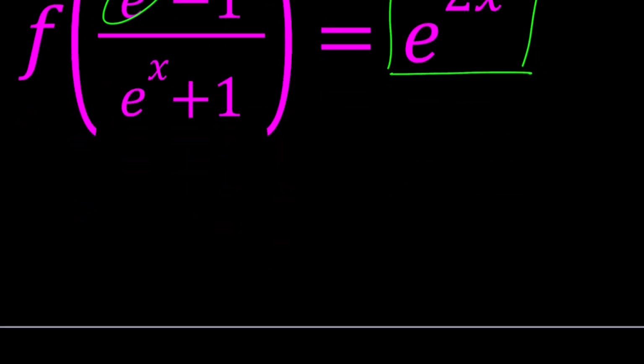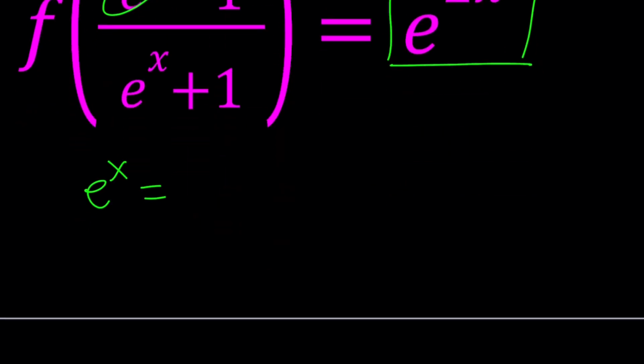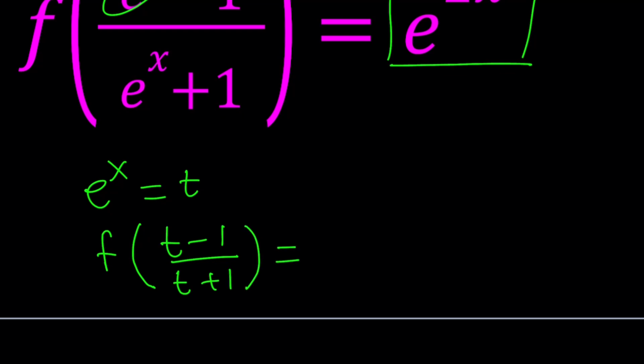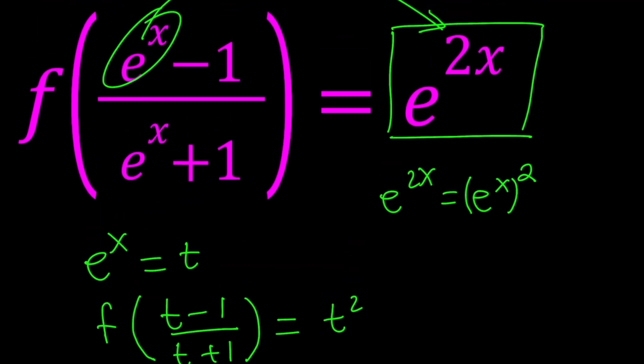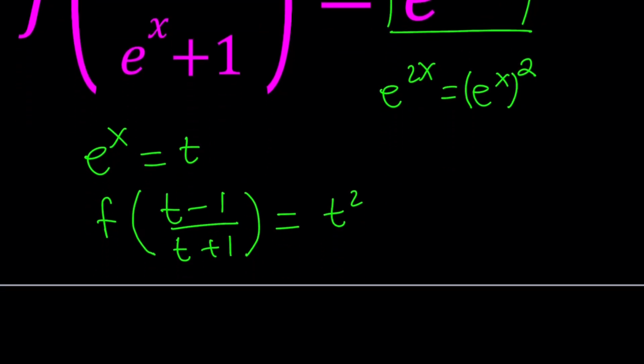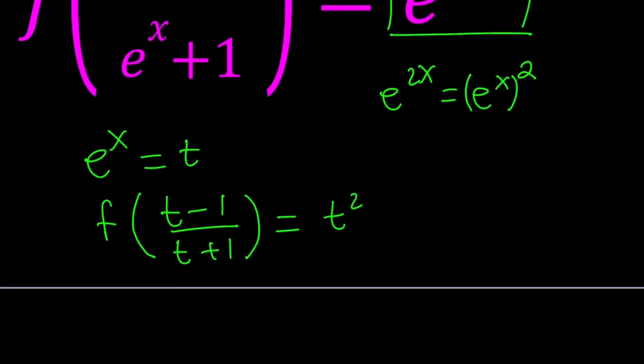For example, if I set e^x equals t, then this gives me f of (t − 1)/(t + 1) equals t squared, because e^(2x) can be written as e^x to the second power. Make sense? So we got a nicer expression, and the expression inside the parentheses is actually a rational function, and what we need to do is turn it into t, right?